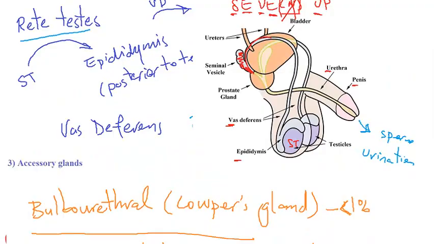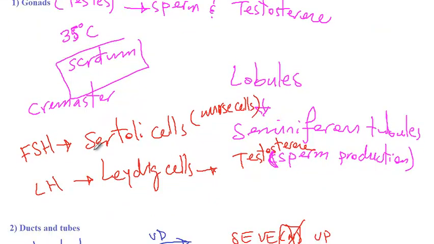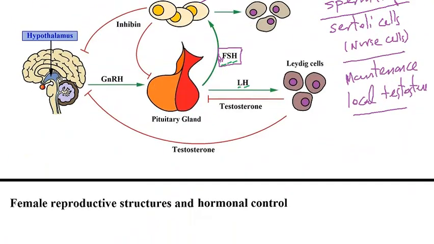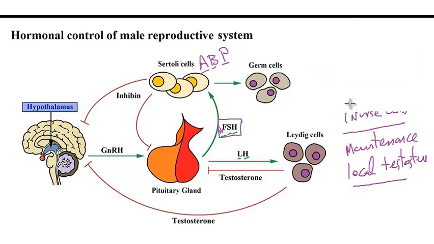And if you've noticed earlier in this lecture, we discussed how FSH acts on Sertoli cells, or nurse cells, while LH acts on Leydig cells, which produce testosterone. So let's go back here, and now let's discuss luteinizing hormone. So I'm going to erase all this.